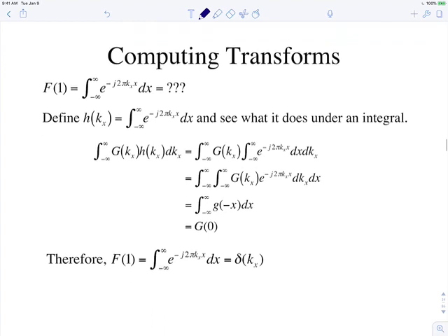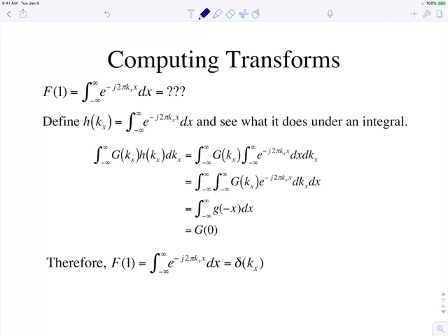Okay. So now let's think about what's the Fourier transform of 1. We just plug in 1 here. 1 is valued from minus infinity to infinity. So we could just say this is equal to e to the minus j 2 pi kx x over minus j 2 pi kx, from minus infinity to infinity. So that seems pretty simple, right?